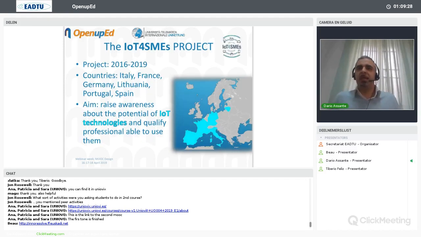The second project I would like to show is the IoT for SMEs project. It is again a 3-year Erasmus Plus strategic partnership project. I'm the coordinator of the project, involving partners from Italy, France, Germany, Lithuania, Portugal, and Spain. The main aims are to raise awareness about IoT technology and to qualify professionals about its use.